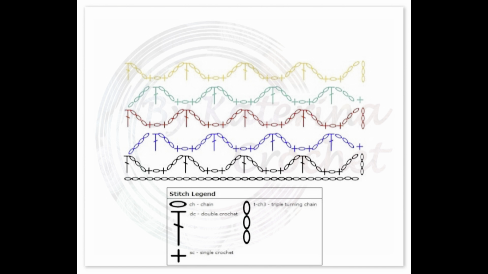So now, as I said in the previous video, we will follow this chart from bottom to top, and the first row, the right side row, will be followed from right to left, and the second row, the wrong side row, from left to right. Now the next thing I will need to look at is the repeated section.